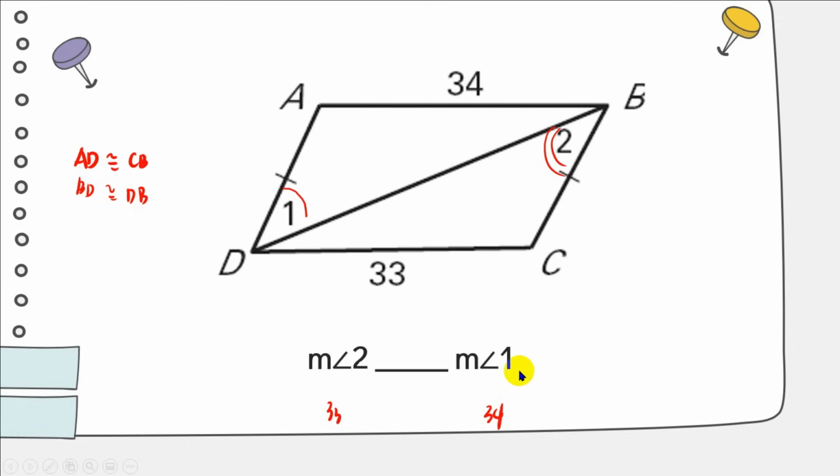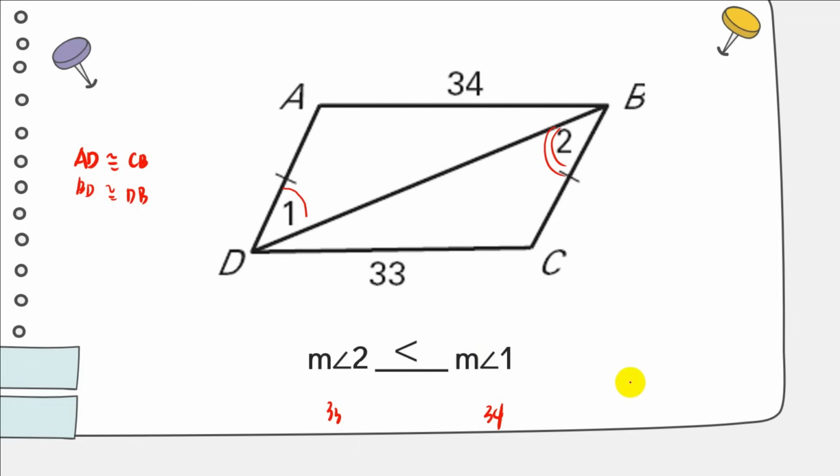So, what will be the relation symbol na pwede natin gamitin? Greater than, less than, or equal? The correct answer is, okay, less than po ang ating gagamitin. Okay, so this is our last example for the converse of the Hinge Theorem.